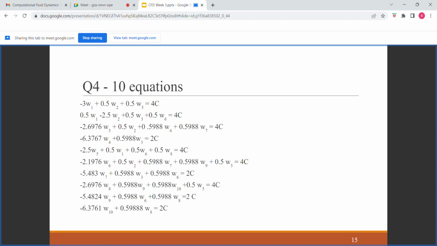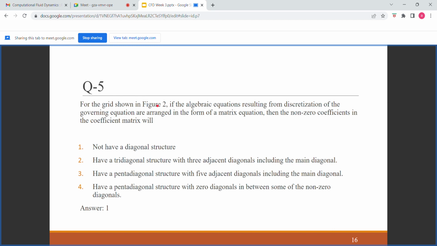So we are getting 10 equations. These are the equations for cell 1, cell 2, cell 3, cell 4, cell 5, cell 6, cell 7, cell 8, cell 9, cell 10. On discretizing all those using the finite volume approach, we will get 10 algebraic equations. These equations should be solved simultaneously to obtain the results. So, question 4 is over.